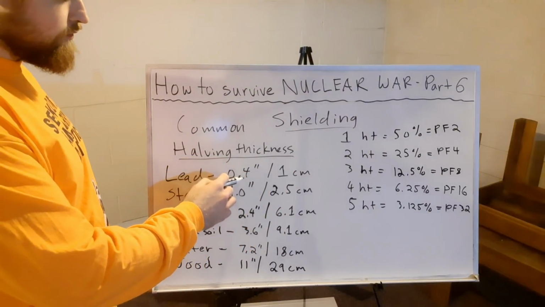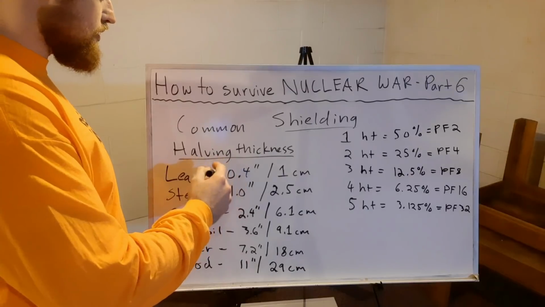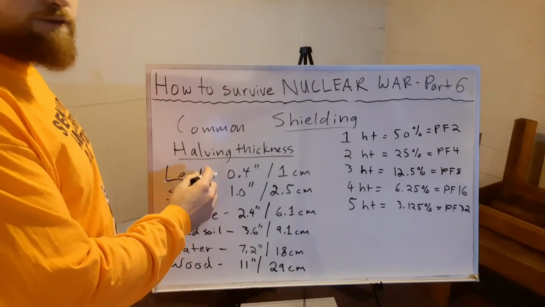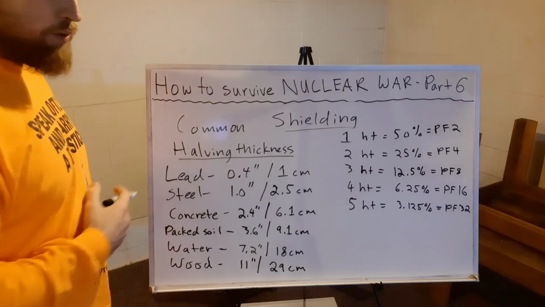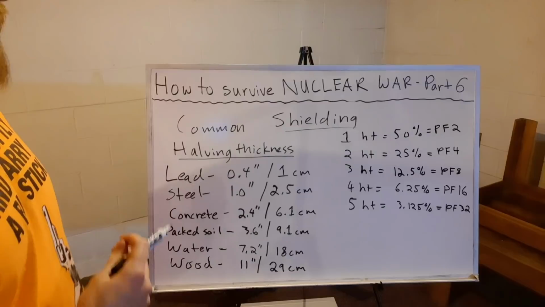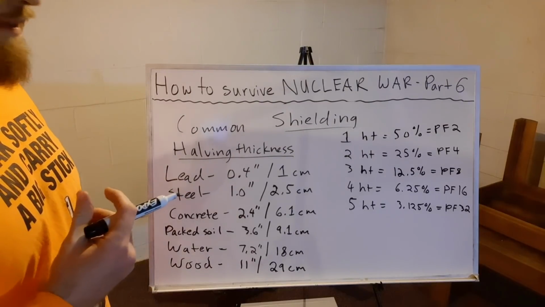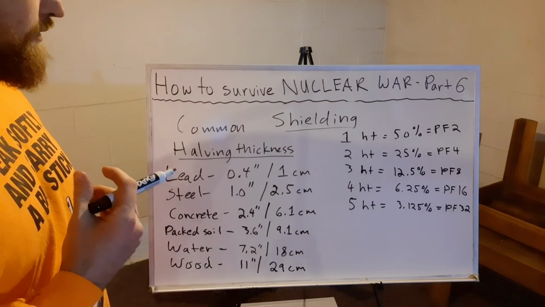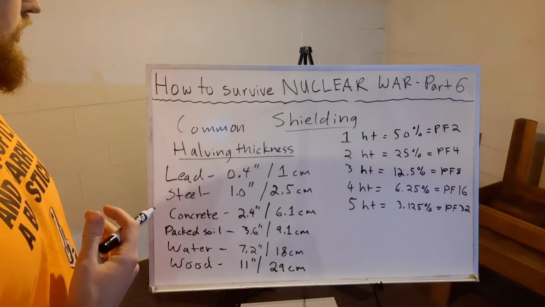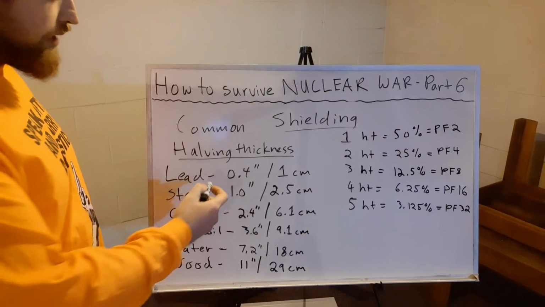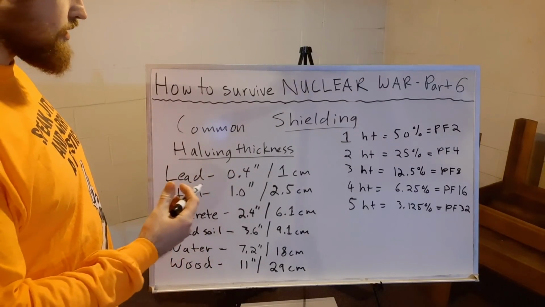So 0.4 inches of lead is going to reduce radiation by 50%. That's why when you get an x-ray, all you have to do is wear that thin vest made of lead. That's a very thin vest. It's probably 1 halving thickness in thickness.